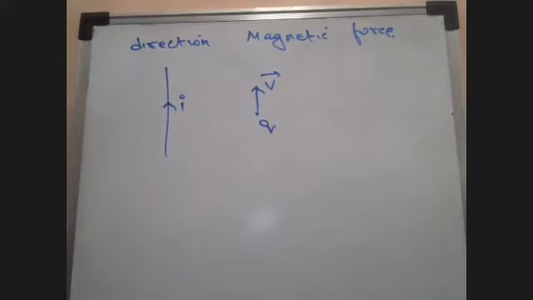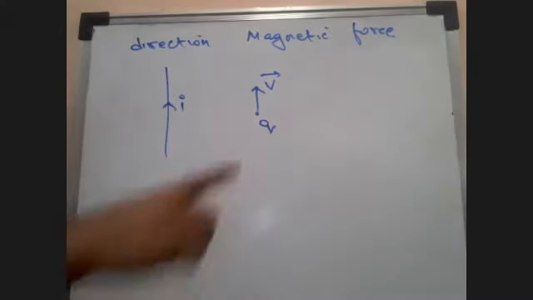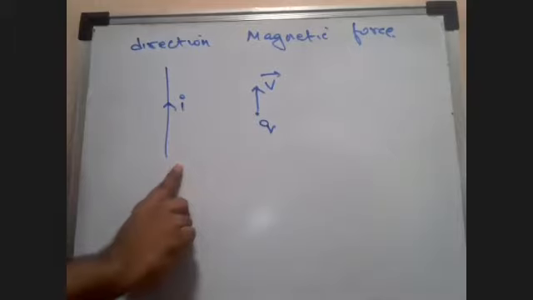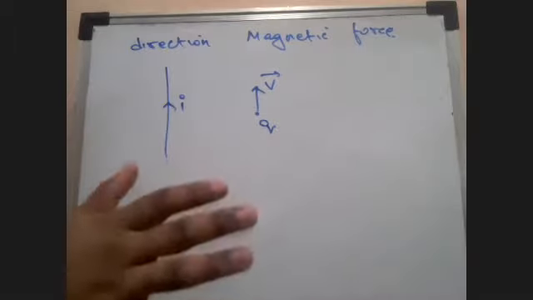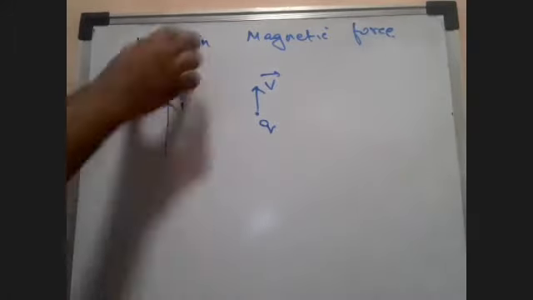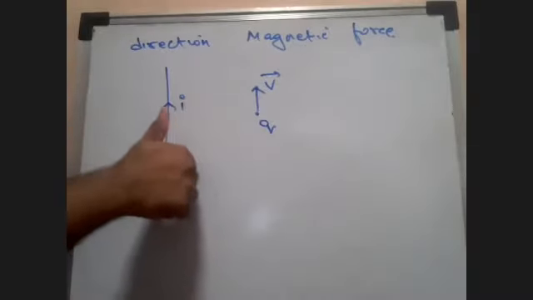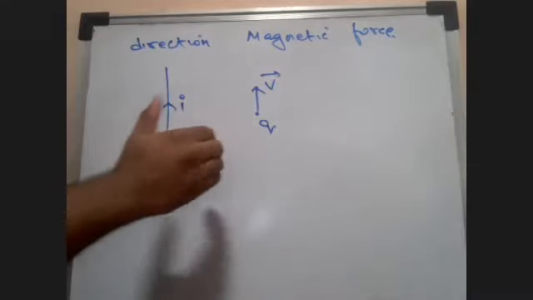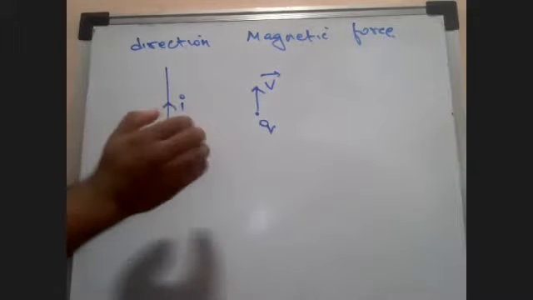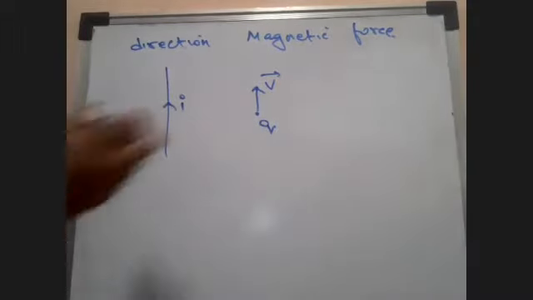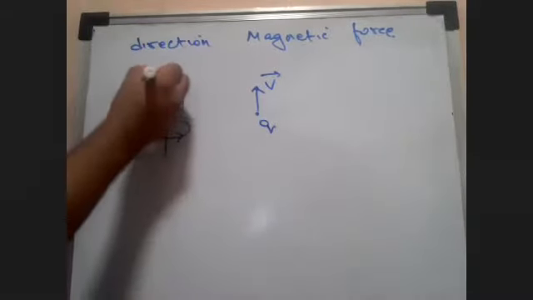So look here, always remember, to find out the force on this charge q because of this magnetic field, first you will use your right hand thumb rule on this conductor itself. Forget the charge for now. Just place your thumb in the direction of the current. Then in what direction are your fingers curling? They are curling in this direction.